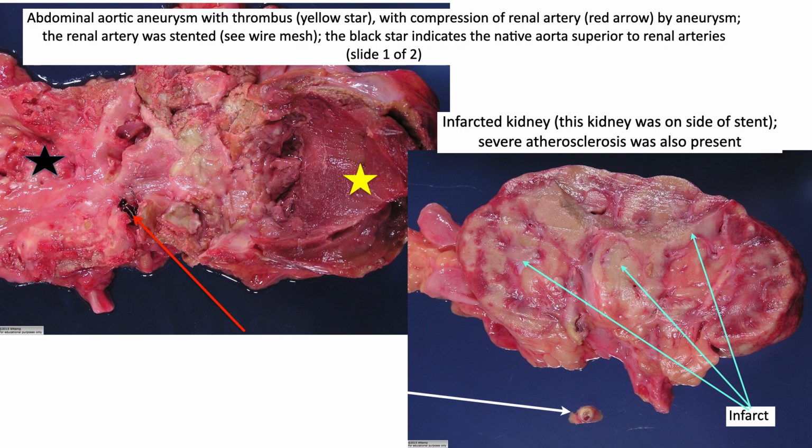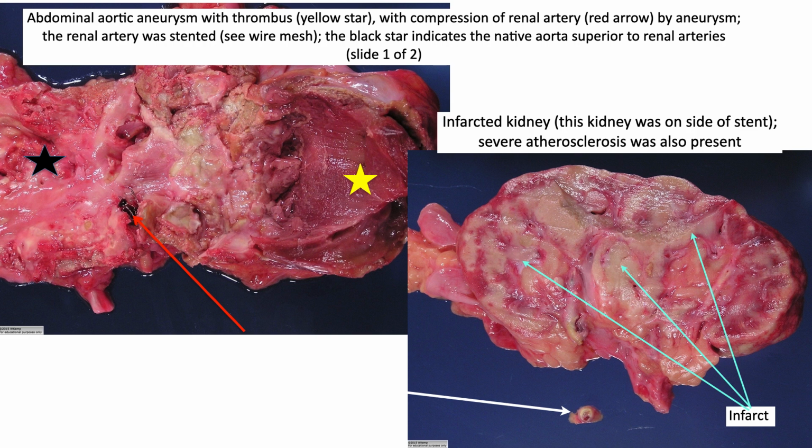So the third one I show is this one. This was an individual who had an abdominal aortic aneurysm. The yellow star at the top is the aneurysm, and what looks like muscle, that's actually thrombus. To the left of it is the actual non-aneurysmal aorta above the renal arteries, and you can see there's still pretty good atherosclerosis there. And then the red arrow shows a stent.